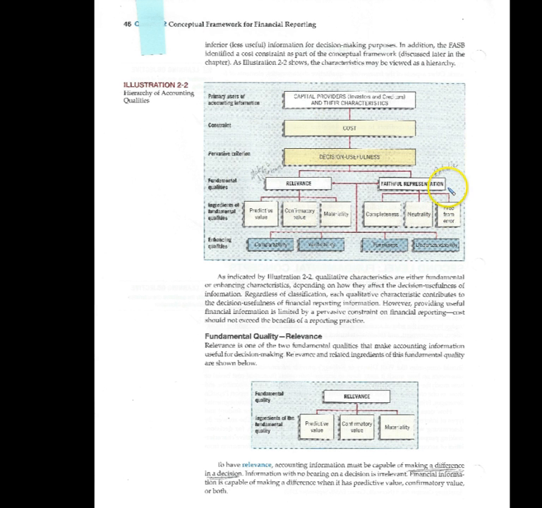So on page 46, this hierarchy of accounting qualities, the idea of relevance versus faithful representation. If information is relevant, you know, it's going to make a difference to the decision. If it has faithful representation, it's reliable. So the information can be relied upon to be not always 100% accurate, but fairly stated. So again, faithful representation, we used to refer to it as reliable. It still means that.